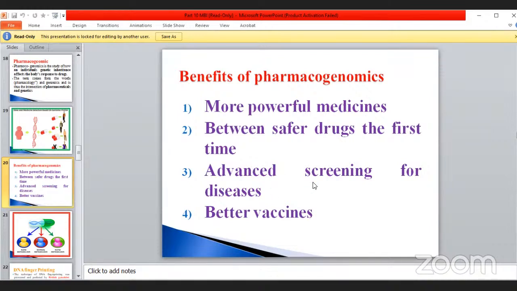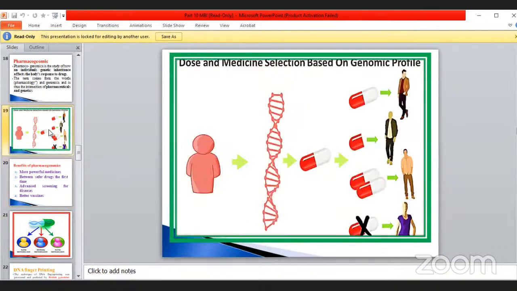Okay. And then advanced screening for diseases. This is also another point. Better vaccinations. Already you know about it. You already took COVID dose 1, 2, 3, and boosters like that. You know how it becomes, due to hundreds of millions of checkups, after introduction to human beings, and whatever drawbacks there are are all corrected, and finally it enters the market. This is very, very important, my dear students.